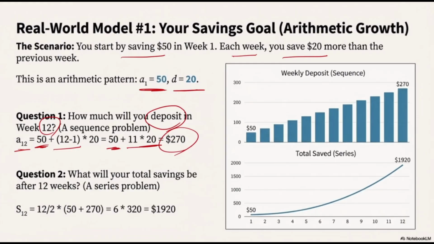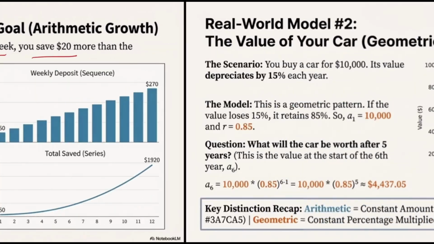What will your total saving be after 12 weeks? This is a serious problem. So we do have S12. As we know, it's n divided by 2, 12 divided by 2, times the very first number plus the last number. 50 plus 270, which is going to be 1920. That's how we can use it in the real world.